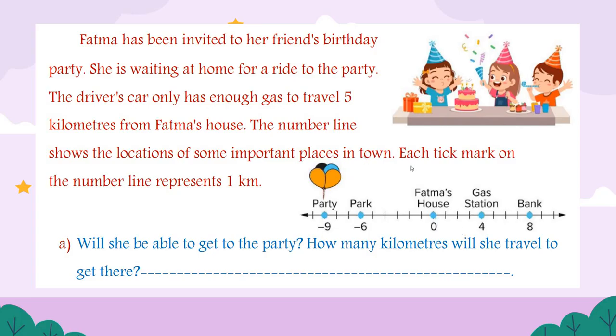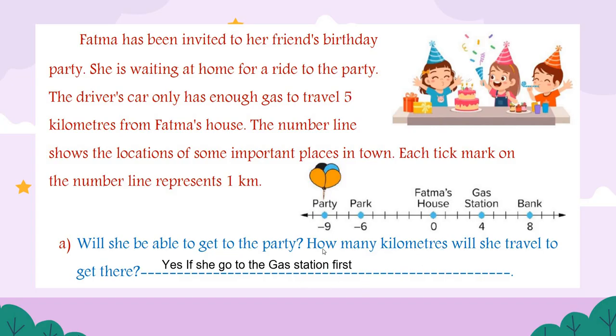How do I know? Okay, each tick marks 1 kilometer. So 1, 2, 3, 4. So they have enough gas to travel to the gas station? Yes, they have. So we will first go to the gas station and get enough gas to go to the party. Then from the gas station, go again to the party. So she can go to the party now? Yes, she can, if she went to the gas station first, right?